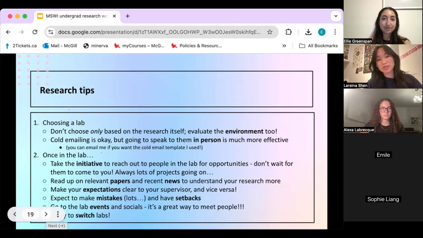Now I'm going to talk about some research tips for you guys. In terms of choosing a lab, don't just choose based on the research focus itself. You should also familiarize yourself with the environment of the lab. For me, for example, I was able to tour some labs and really see the dynamics, who the people were, how they work together, and the vibes. So also evaluate the environment, because that's going to be a huge part of your experience.